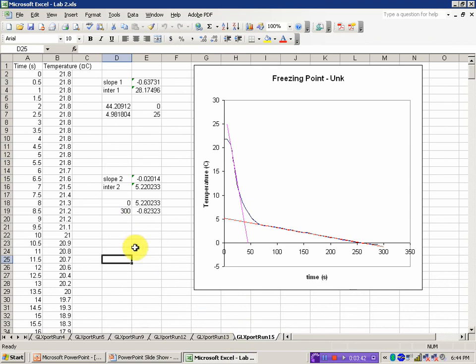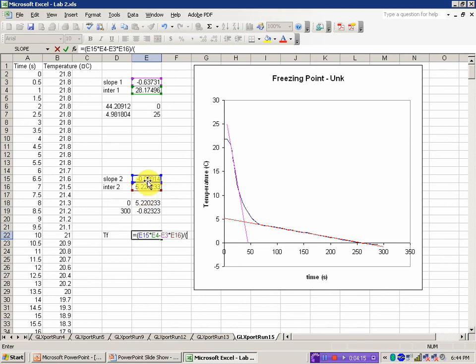The next step is going to be to program that expression that I just derived into Excel to solve for the freezing point. And so I'll label this: my freezing point is going to be equal to m2, I'll open parentheses, m2 is what I'm going to call my second slope, times b1, my first intercept, minus m1 times b2, all divided by m2 minus m1.